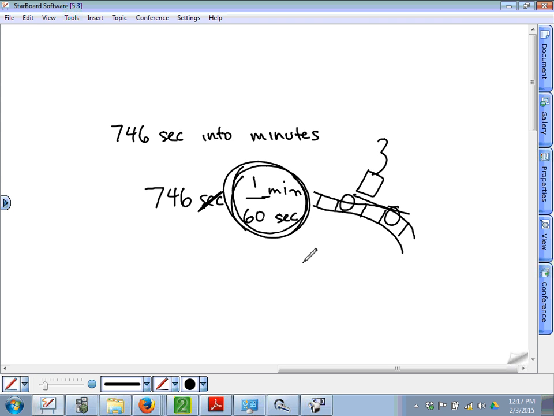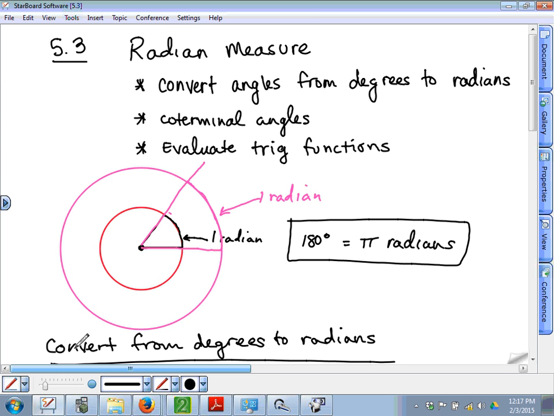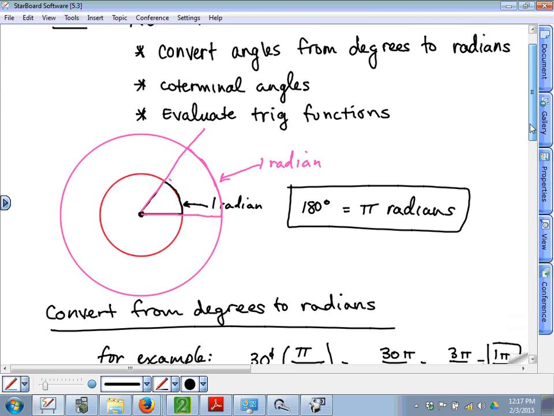Isn't 1 minute the same as 60 seconds? So let me ask it again. What's 1 minute divided by 60 seconds? 1. And if I multiply 746 by 1, am I changing the value of 746? I'm just changing how it's measured. I'm not changing the value. You guys understand how this works? All this really is equal to 1 because it's something divided by itself. That's exactly what we're doing with radians to degrees.